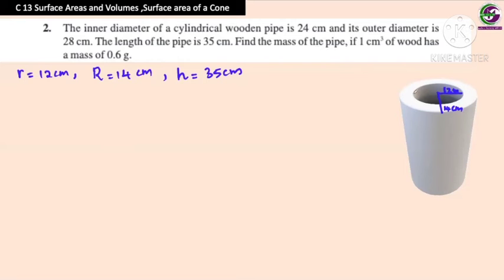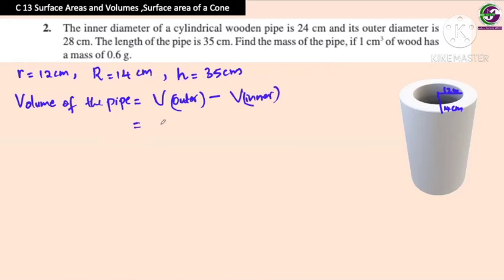So first of all, we have to find the volume. This is a pipe, so it is empty inside. To find the volume of an object which is empty, we have to take the volume of the larger unit, then subtract the volume of the smaller unit. So required volume, or volume of the pipe, is equal to outer volume minus inner volume.